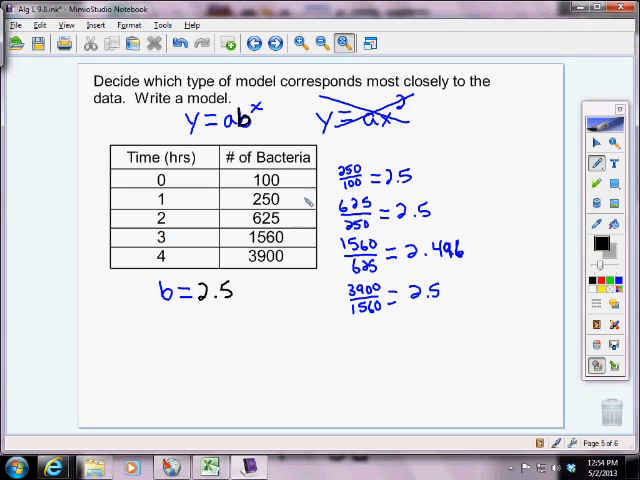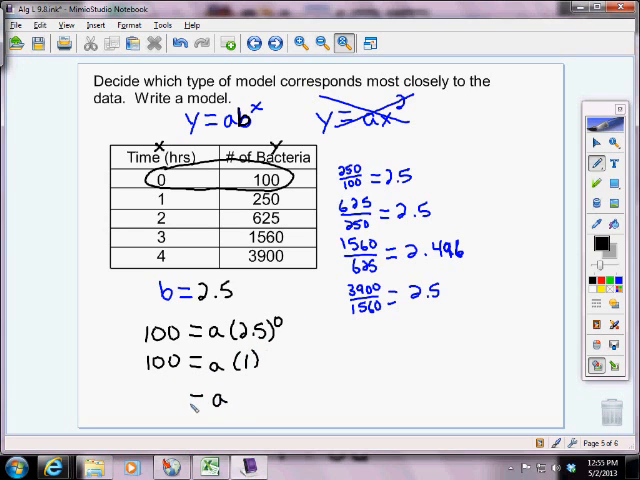So take any one of these points. I'm going to use 0, 100. Remember, these are my x values and these are my y, and plug it into your equation here. For y, I'm going to say it's 100 equals a, that's what we're solving for, times b, well b is 2.5, raised to our x, well our x is 0. When I go to simplify this, remember, anything raised to the 0 power is just 1. So we get that a equals 100.